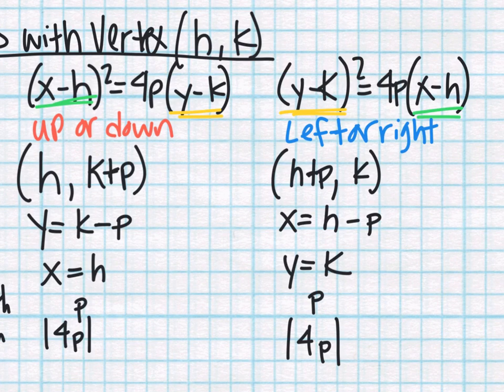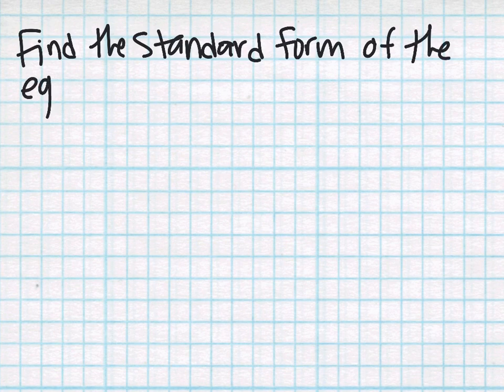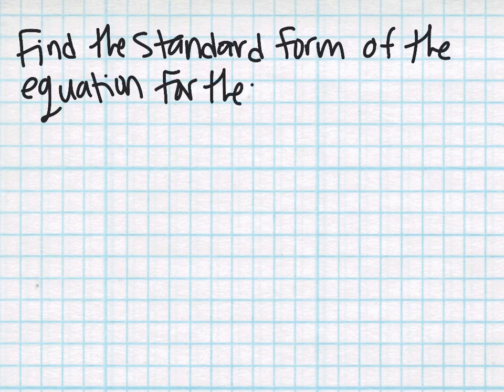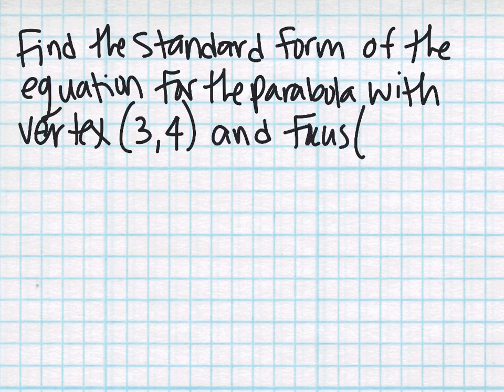Okay, let's look at an example of finding an equation of a parabola. Alright, so find the standard form of the equation for the parabola with vertex (3, 4) and focus (5, 4).